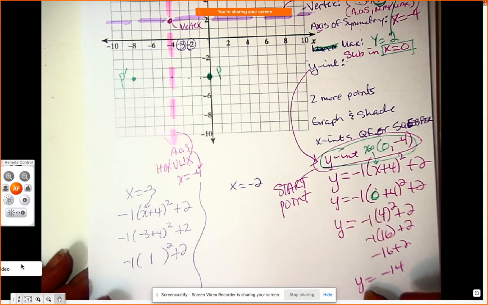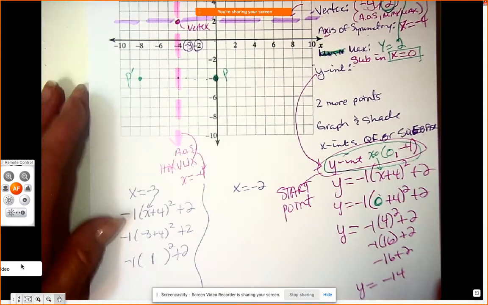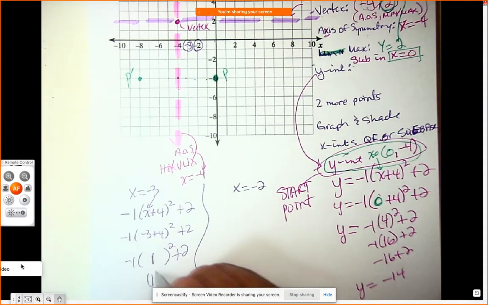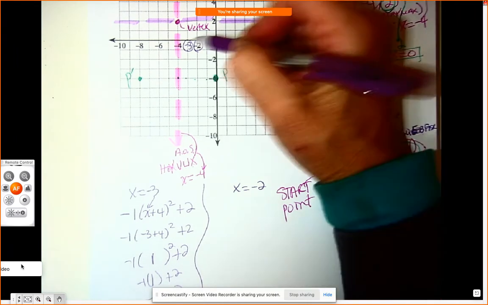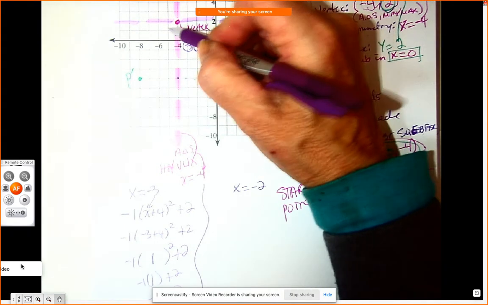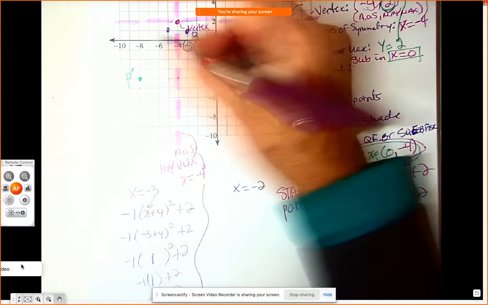This is why I choose these numbers, because I work really well with the number 1. 1 squared is 1, times -1, I get -1 plus 2. So I got out 1. Input a -3, I got out 1. Mirror image. So if I want to call that point Q, this is Q prime.